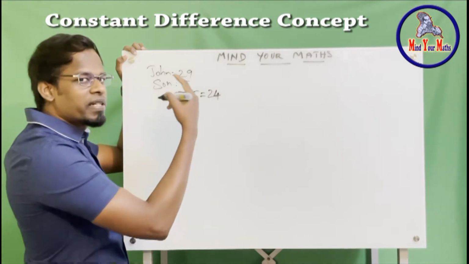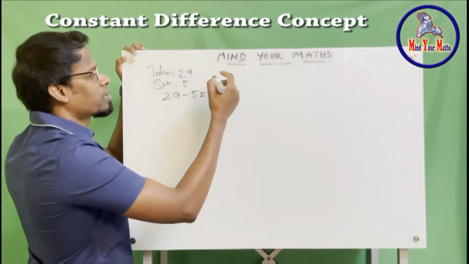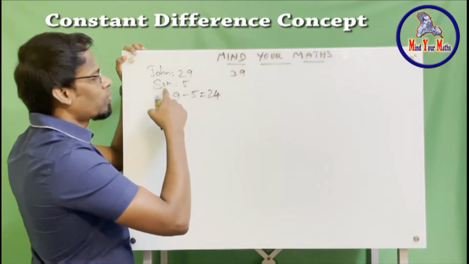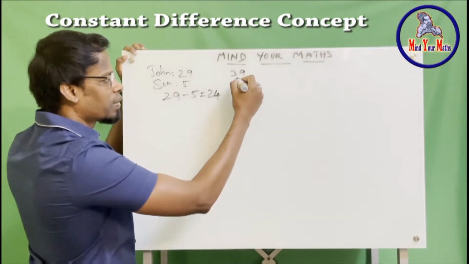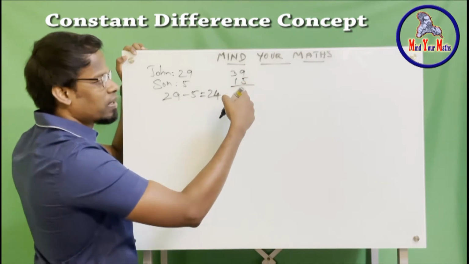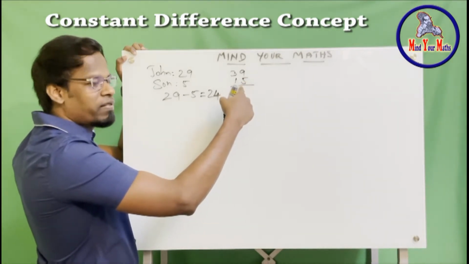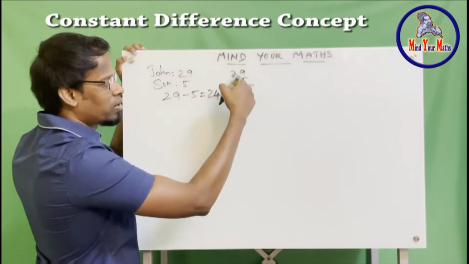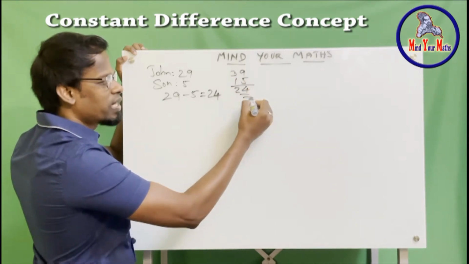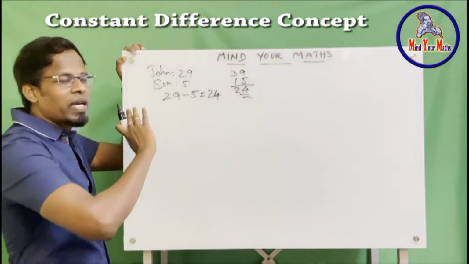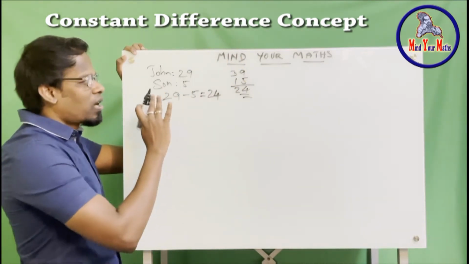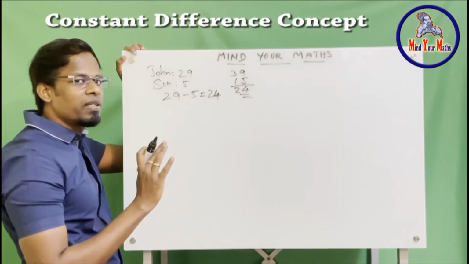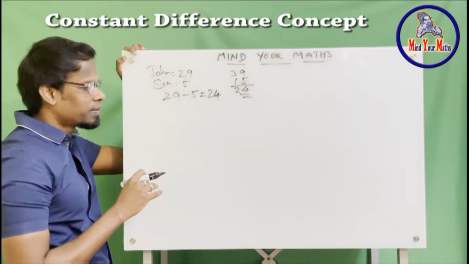Now let's see after 10 years. After 10 years, what will be John's age? Yes, 39. What will be his son's age? Yes, 15. So now let's see the age difference between them after 10 years. It is 9 minus 5, 4; 3 minus 1, 2. Still 24. It doesn't matter how old they grow, as long as they are going to grow together, the age difference is going to be the same.